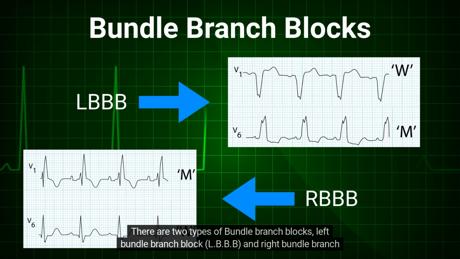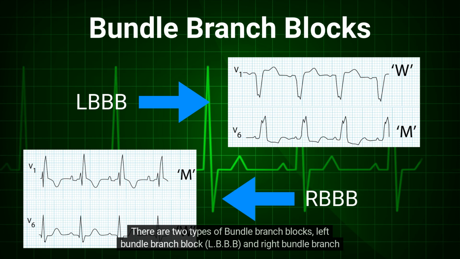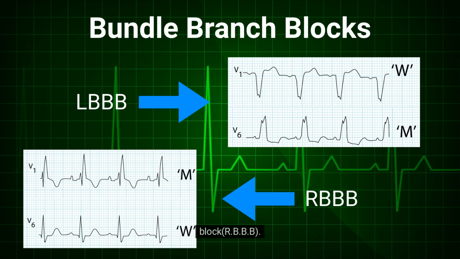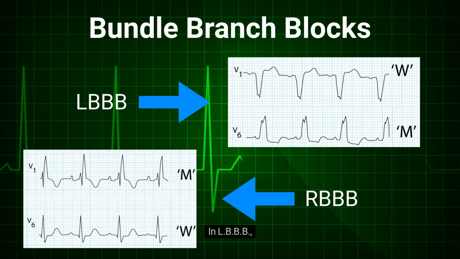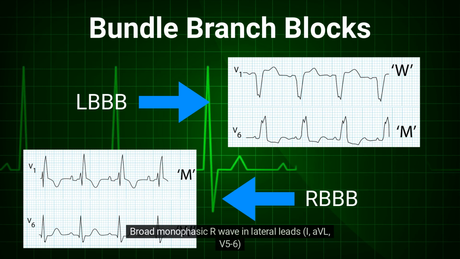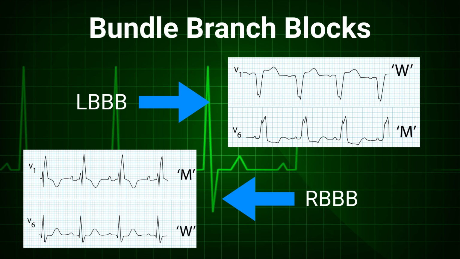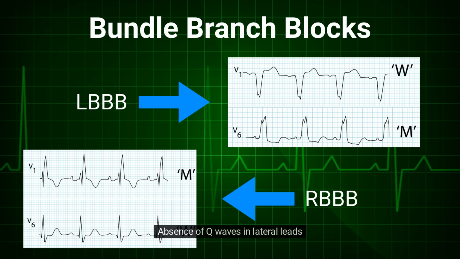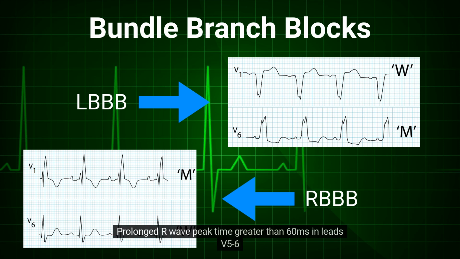There are two types of bundle branch blocks, left bundle branch block, LBBB, and right bundle branch block, RBBB. In LBBB, QRS duration is greater than 120 milliseconds. Dominant S wave in V1. Broad monophasic R wave in lateral leads I, aVL, V5-6. Absence of Q waves in lateral leads. Prolonged R wave peak time, greater than 60 milliseconds in leads V5-6.